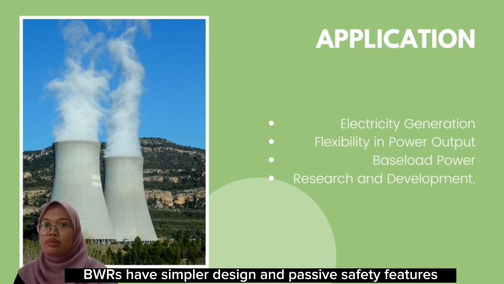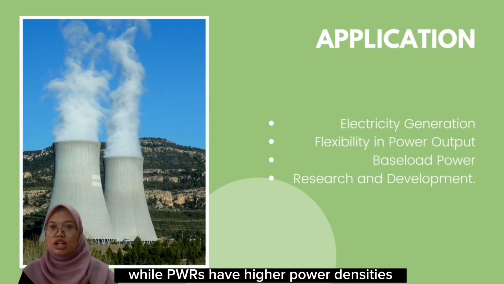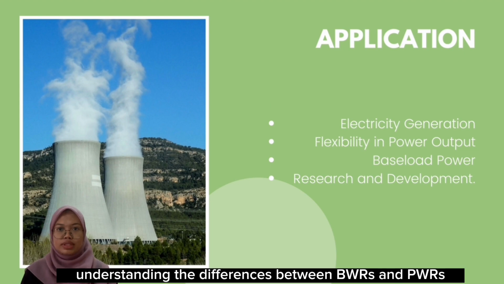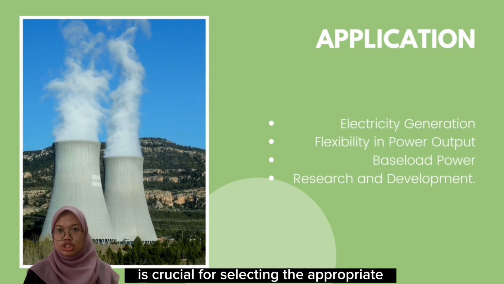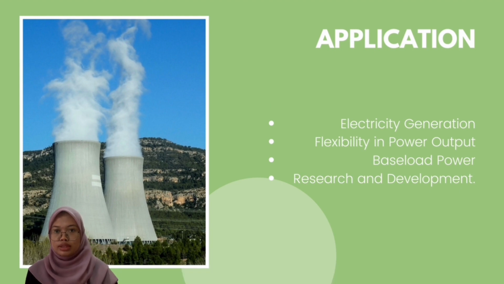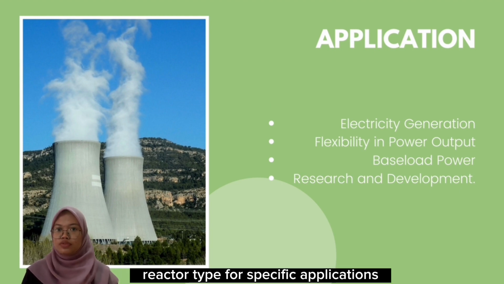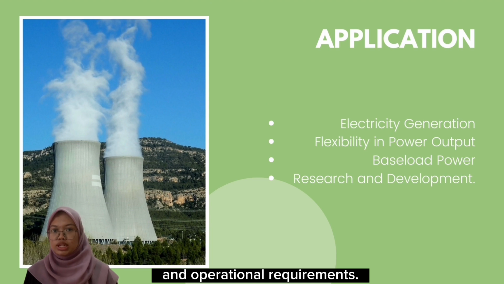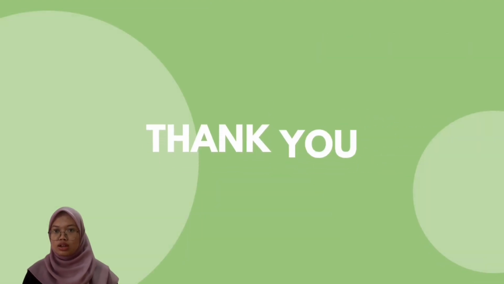In conclusion, BWRs have simpler design and passive safety features, while PWRs have higher power densities and advanced active safety systems. Understanding the differences between BWRs and PWRs is crucial for selecting the appropriate reactor type for specific applications and operational requirements. That's all from me.